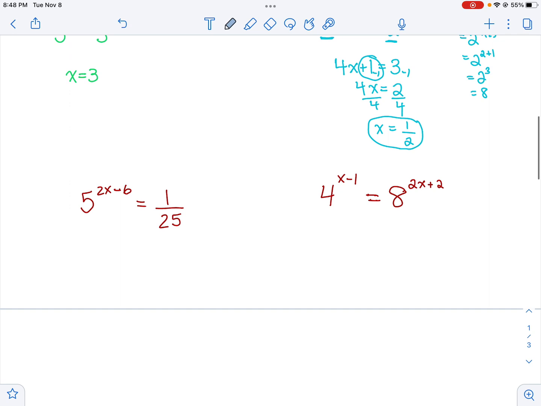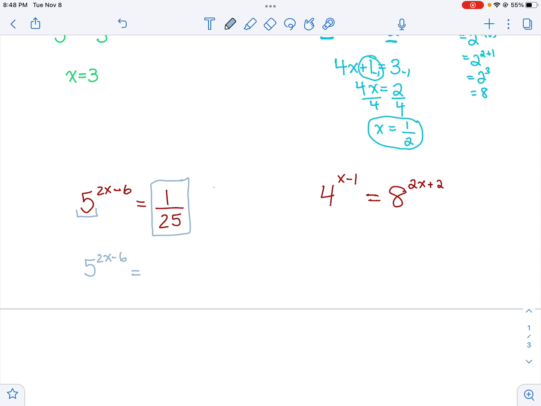Okay, next question. This one's a little weirder because it has this fraction. So right away when you see this, you should be thinking, is it possible for me to represent that as a base of 5? And as soon as I see the fraction, I think, yeah, that's possible.